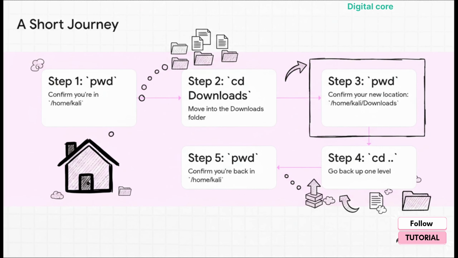First, we type pwd just to check where we are. Okay, /home/kali. Got it. Next, we'll type cd downloads to move into that folder. Now let's check again with pwd. See? Our path changed to /home/kali/downloads. We've moved. So how do we go back?